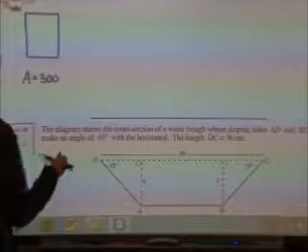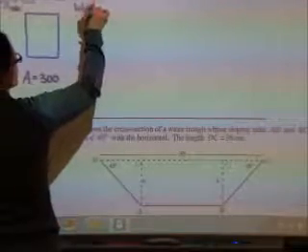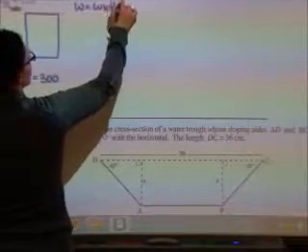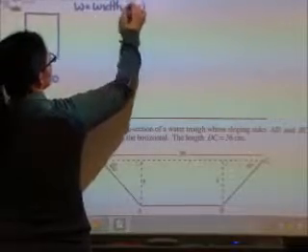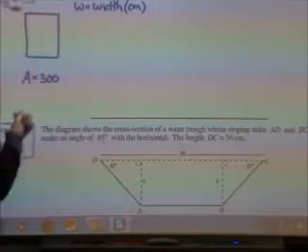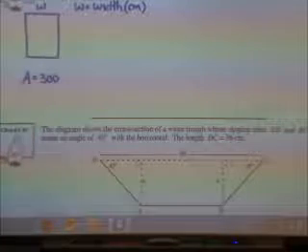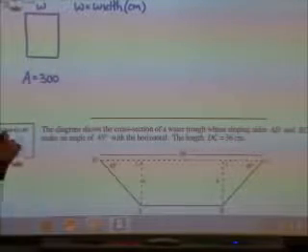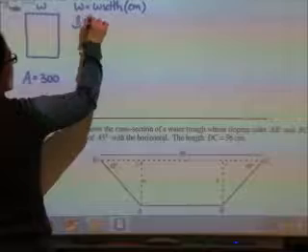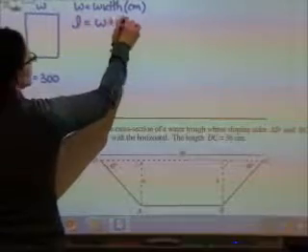So the length is 5 centimeters more than the width. So my unknown, I'm going to let be the width, measured in centimeters. So if I label that on my diagram, this becomes the width. The length in terms of the width is 5 centimeters more. Becomes W plus 5.